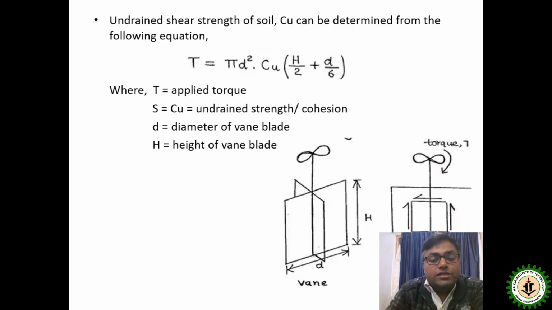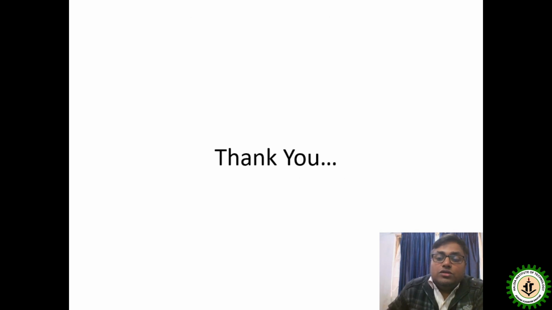So there is a vane blade which will rotate. For this rotation we have to apply a torque at the top. So how much resistance is given by the vane blade, from this expression we will find out the shear strength or the undrained strength or undrained cohesion of the soil. So this is all about this shear strength.